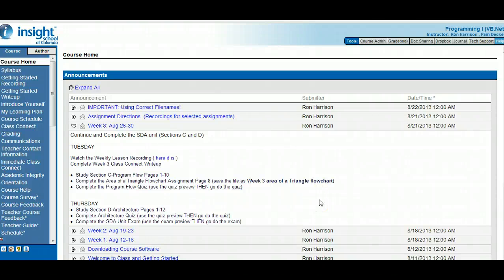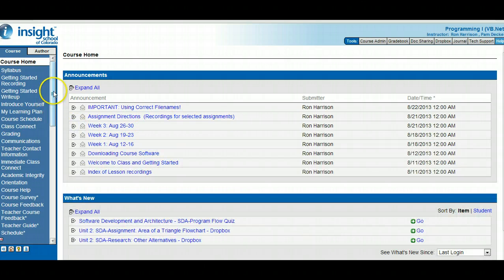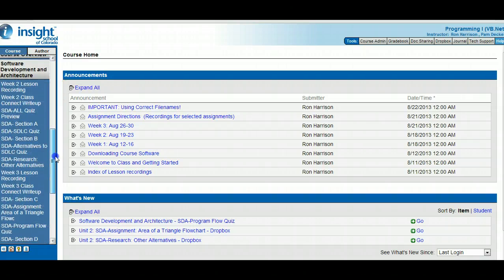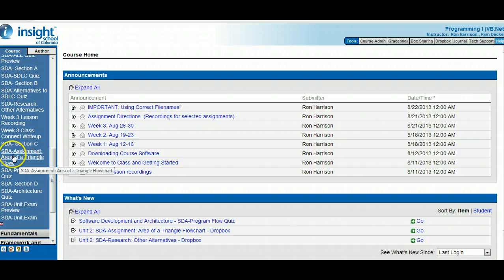Welcome to the Visual Basic Programming recording for how to do the week 3 work called Area of a Triangle Flowchart. I wanted to make this a separate recording so that you don't have to watch the whole lesson recording to see how to do this, because I always go over these assignments in lesson recordings. So I'm going to go down here to Assignment Area of a Flowchart.